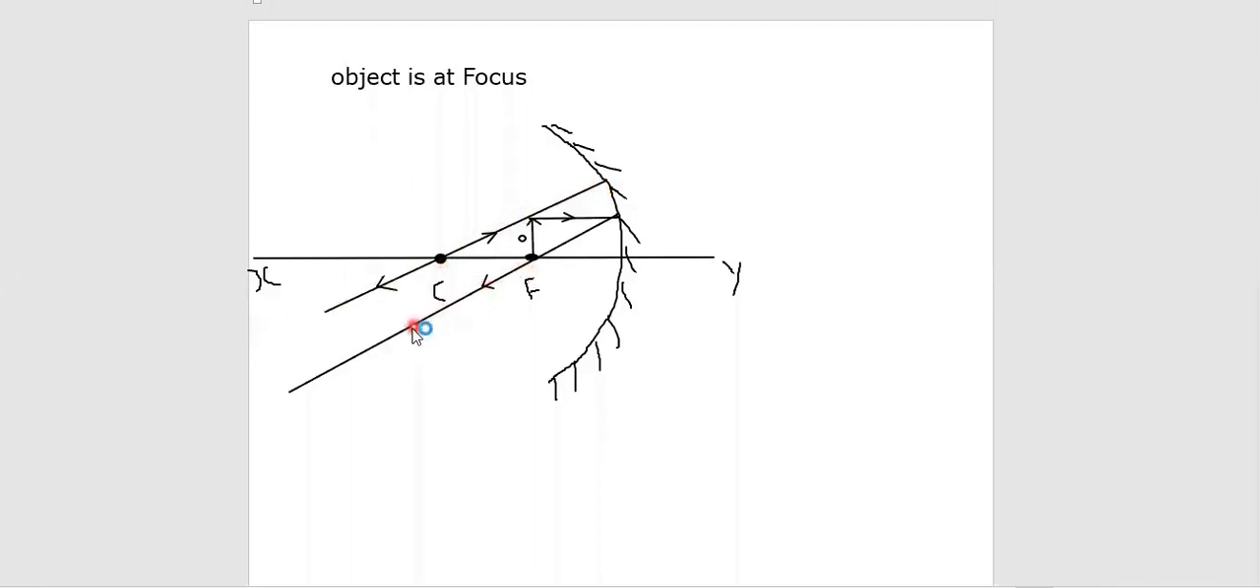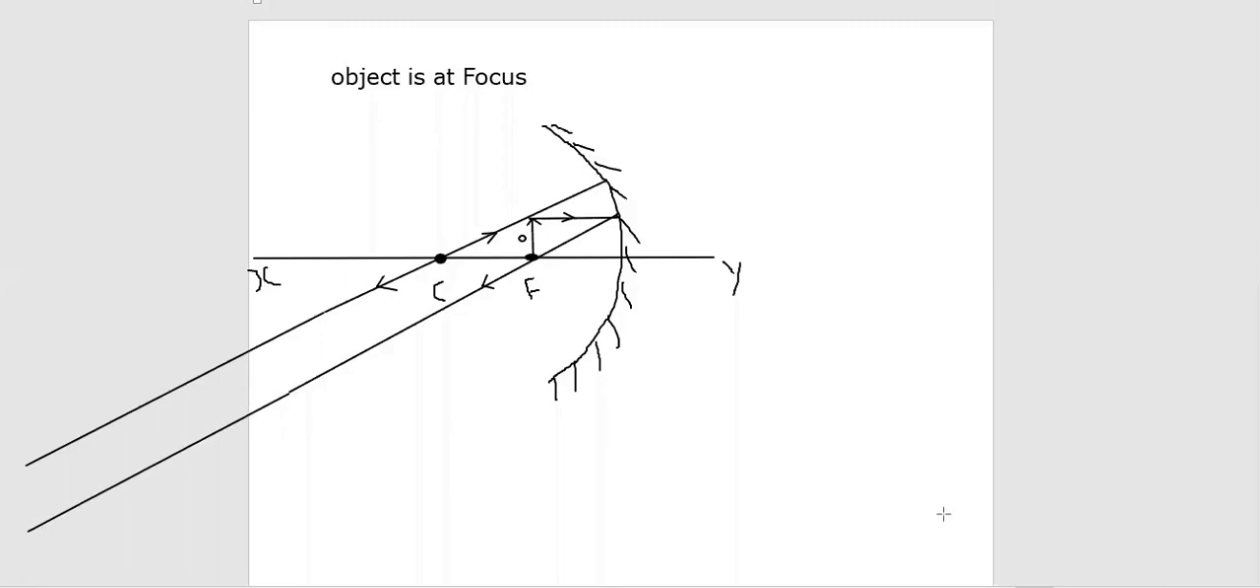So as you all can see, these two rays of light are parallel with each other. So they will be moving parallelly like this, till infinity.